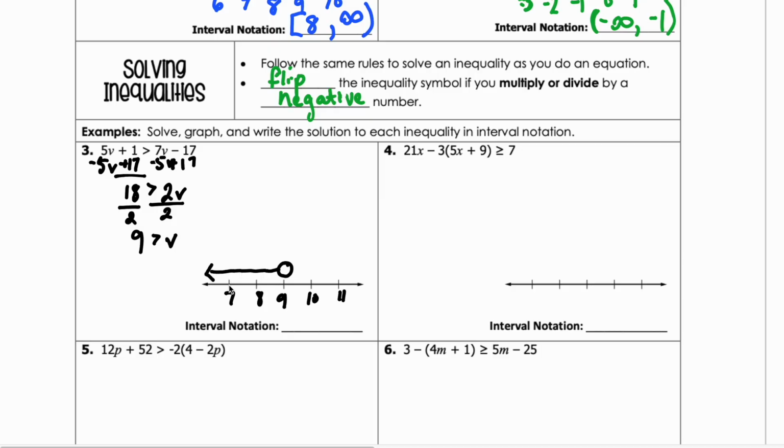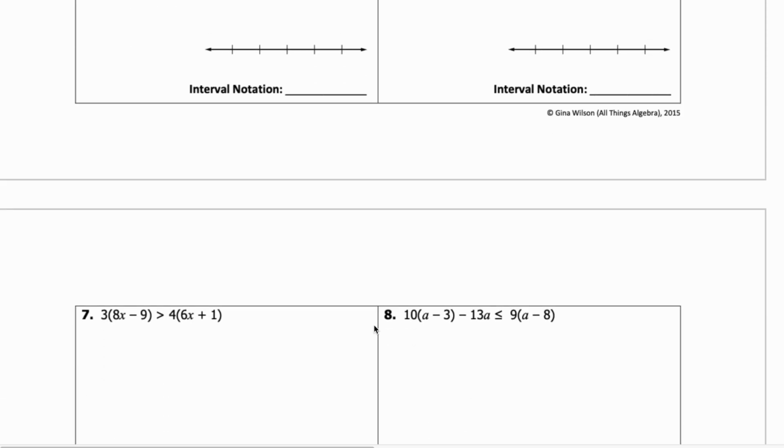So if I'm looking at this for my interval notation, I hit my arrow first, reading from left to right. That means that I have a negative infinity on my hands. And it stops at 9. And since 9 is open, it is an open interval, which is just a parenthesis. All right, let's look at another one.